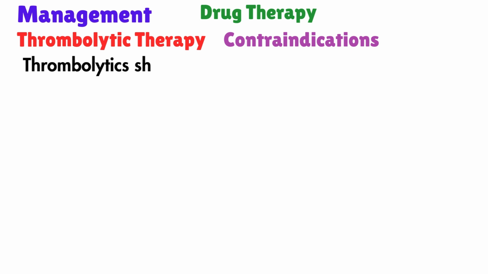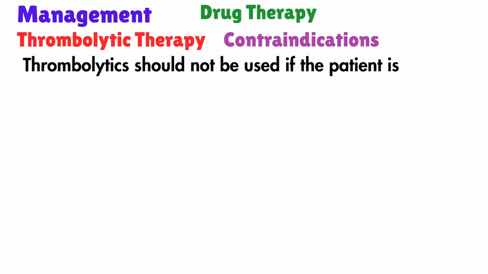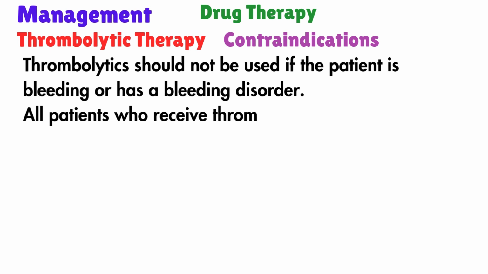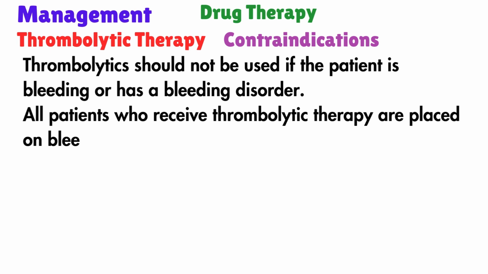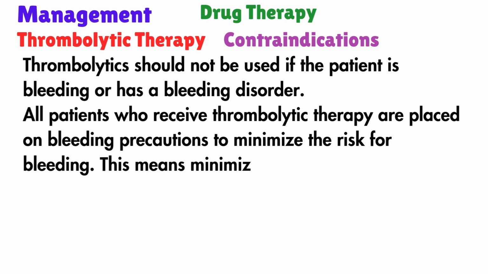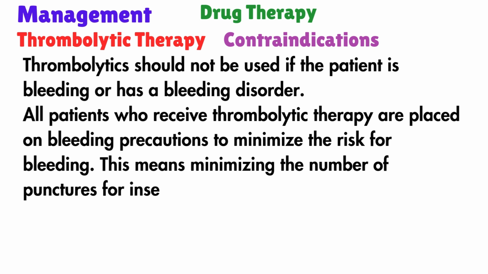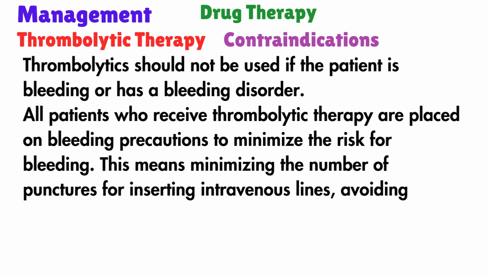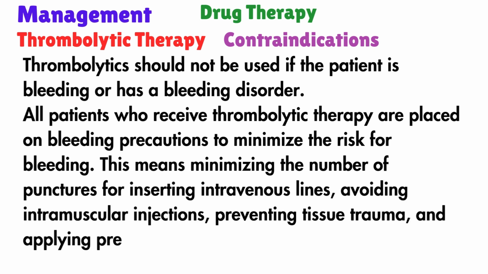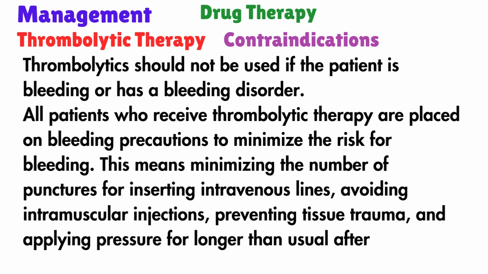What are the contraindications for thrombolytic therapy? Thrombolytics should not be used if the patient is bleeding or has a bleeding disorder. All patients who receive thrombolytic therapy are placed on bleeding precautions to minimize the risk for bleeding. This means minimizing the number of punctures for inserting intravenous lines, avoiding intramuscular injections, preventing tissue trauma, and applying pressure for longer than usual after any puncture.